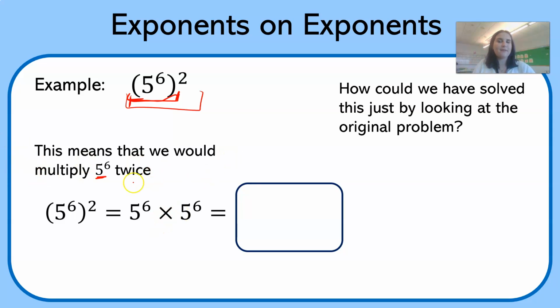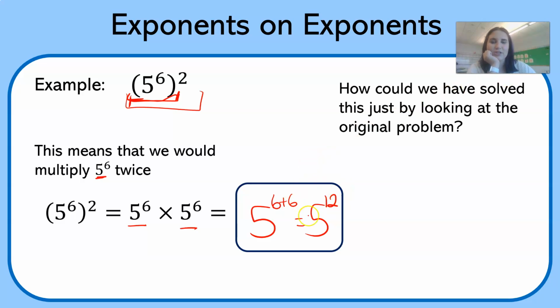So multiplying 5 to the 6th twice looks like 5 to the 6th times 5 to the 6th. Using the product rule, which is when we multiply numbers that have exponents, the product rule tells us if the base is the same, we keep the base and add the exponents. So 5 to the 6 plus 6 is 12, 5 to the 12th.